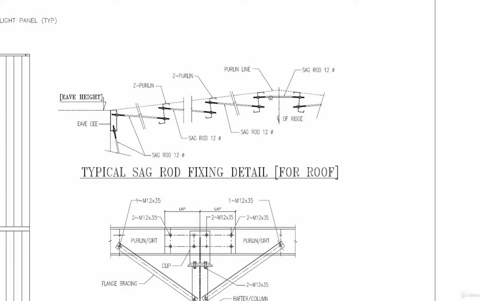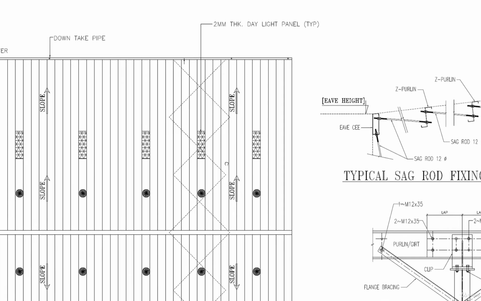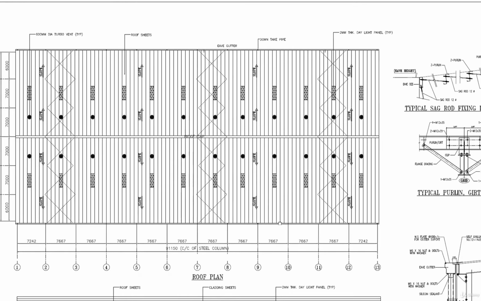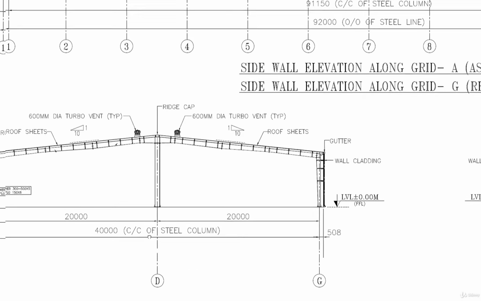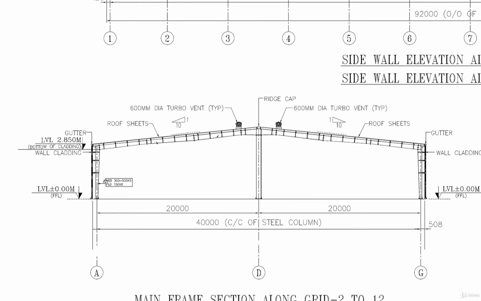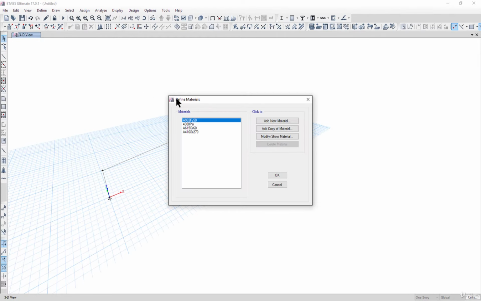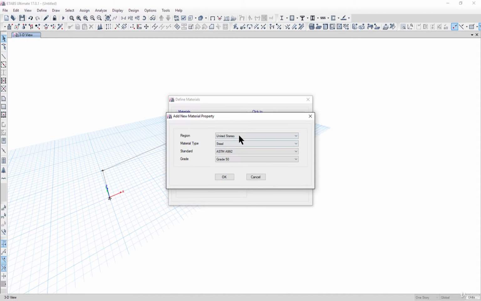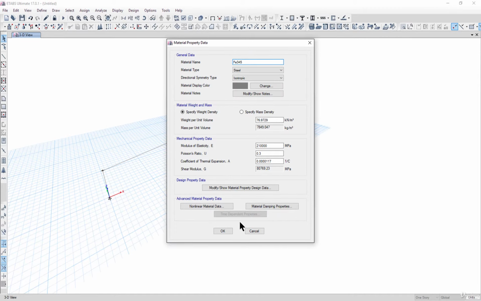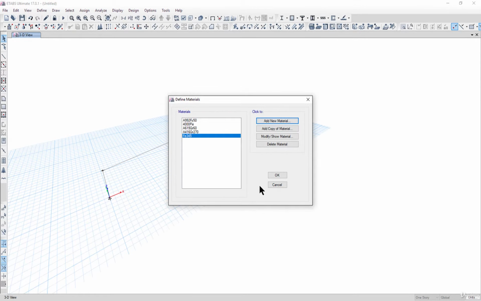So this is the typical detailing of the sag rod connection. Now we shall start. We need to define the sections here, but before that, we need to define the material properties. Left click on add new material. We can go to India, steel, Indian, and Fe345. Please note that as PB sections are built up sections, we usually use high grade structural steel only. So we select Fe345, left click on OK, and then again left click on OK to close the window.